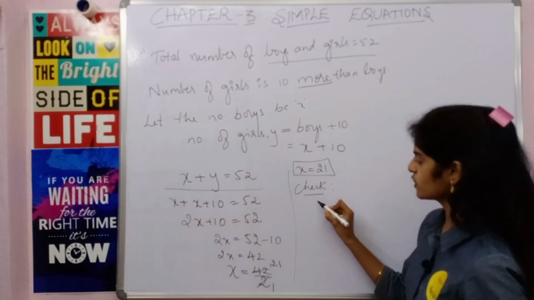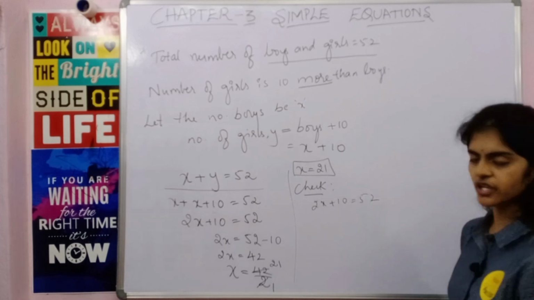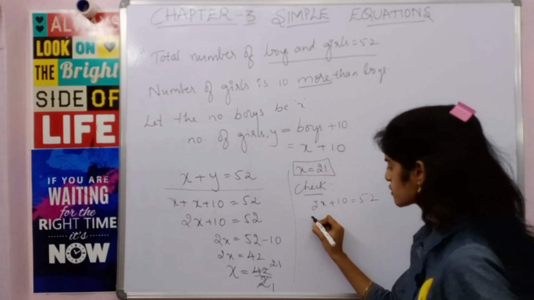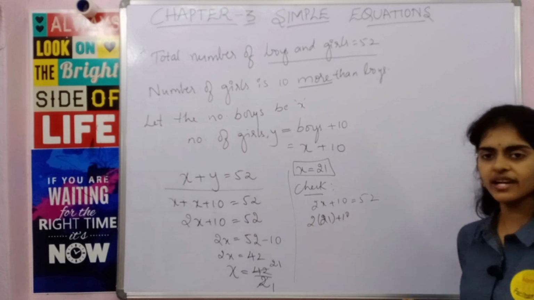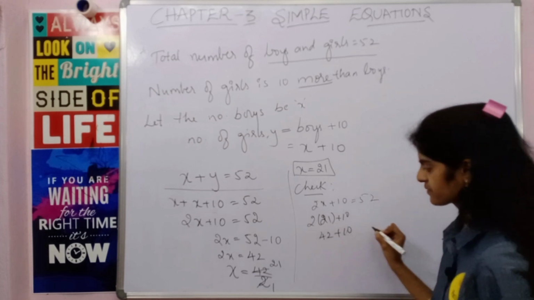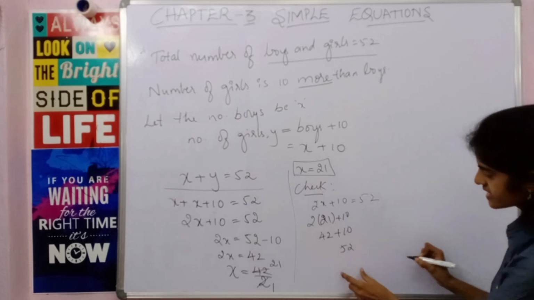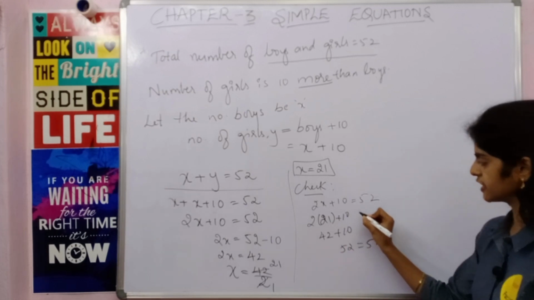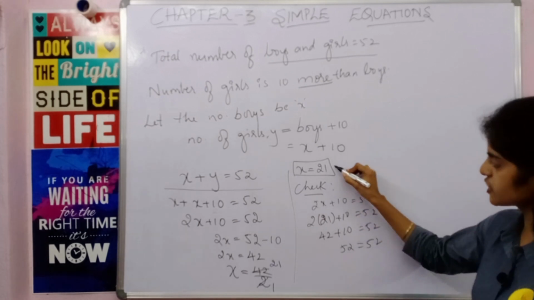So you have 2x plus 10 equal to 52. Now substitute the value of x: 2 into 21 plus 10. 2 into 21 is nothing but 42, plus 10. Now 42 plus 10 is nothing but 52. So LHS is 52, RHS is also 52. Yes, so you can say LHS equal to RHS. So the value which you got here is correct.